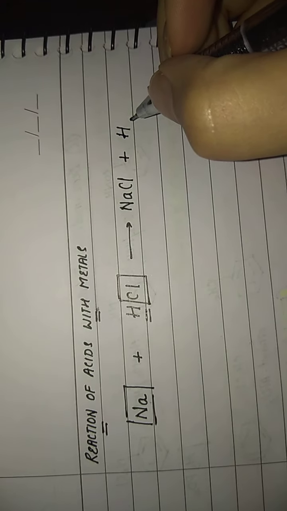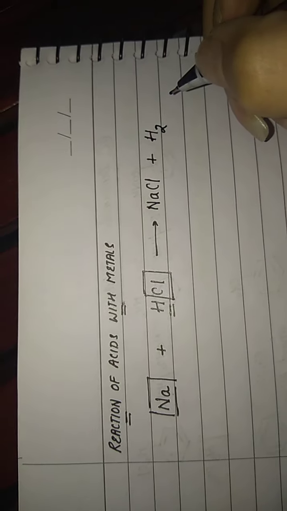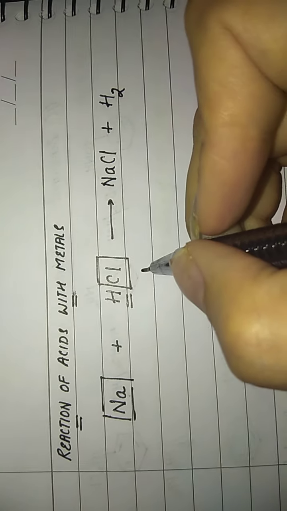And what else are you left with now? You are left with H. But we know that hydrogen exists in nature in the diatomic form, that is in the H2, hydrogen gas form, right? Now I have got the whole equation of the reaction of a metal with an acid.